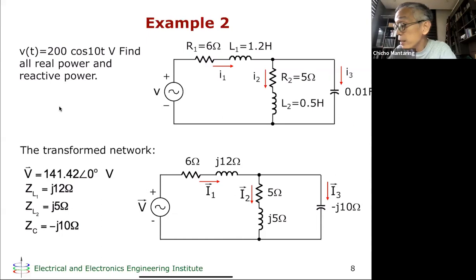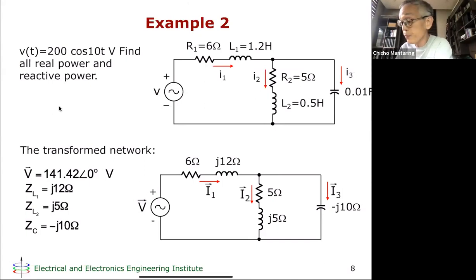Okay, I have this circuit. I'm given this voltage in time domain, 200 cosine 10t. Then I'm given the circuit parameters, in resistance and inductance. So the problem is to find all real and reactive power associated with this circuit.